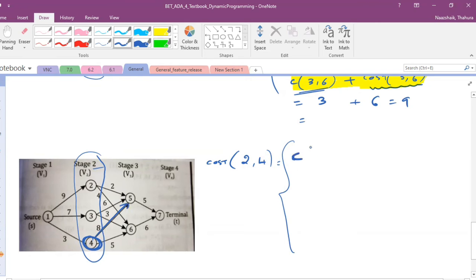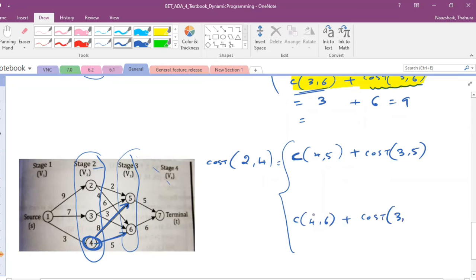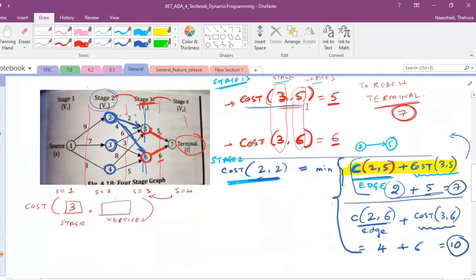So it is the direct edge from 4 to 5 plus the cost of going from stage 3 to the destination, to the terminal. So stage 3 via this vertex. The other option is what? 4 to 6 I have, plus the cost of going from stage 3 vertex 6. This we know, 4 to 5 is 8. This we don't have to calculate. It will be somewhere on top. 3 to 5 is 5.